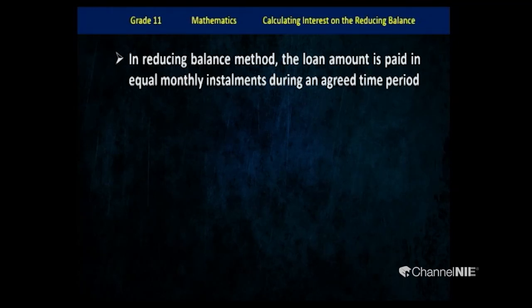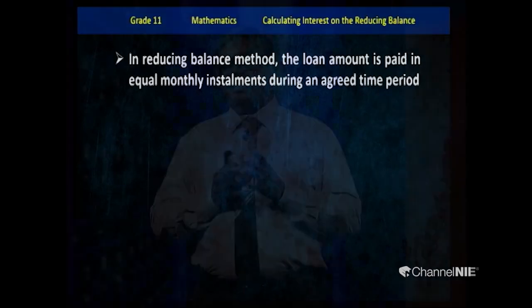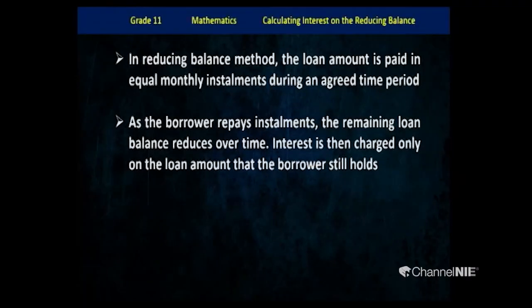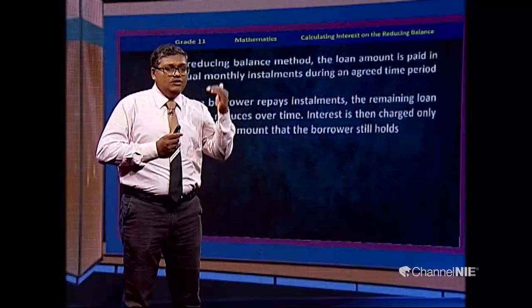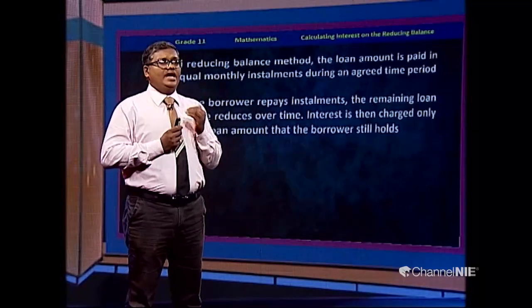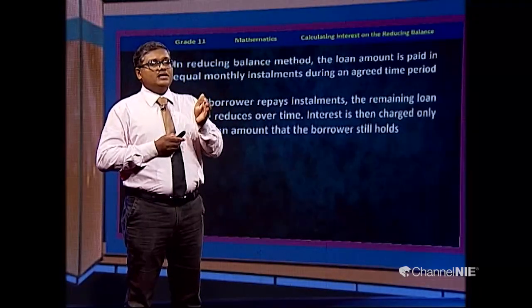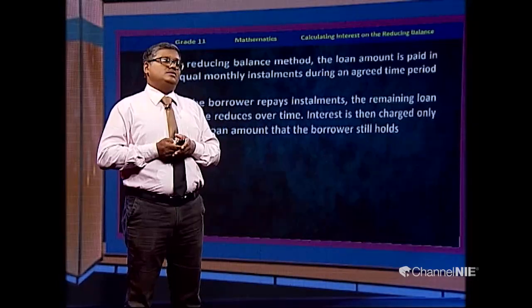Right, now let's see what is this reducing balance. In the reducing balance method, the loan amount is paid in equal monthly installments during an agreed time period. That means you agree to pay some amount with interest within a certain time period. Then as the borrower repays installments, the remaining loan balance reduces over time. What will happen when you pay? When you pay month by month in monthly installments, the value will decrease. When the decreased value is considered, you have to pay interest only for the remaining balance.